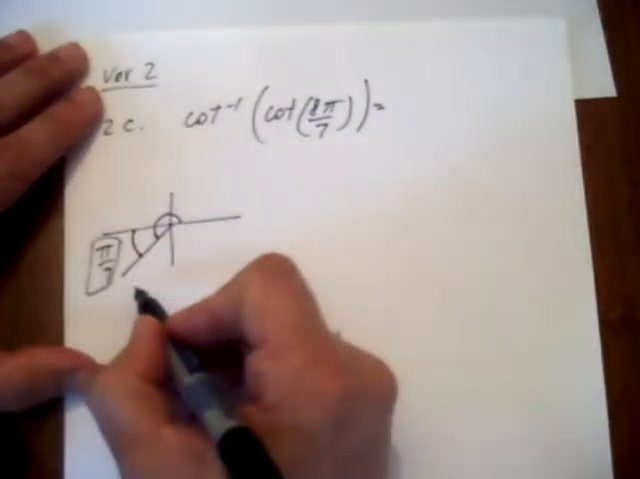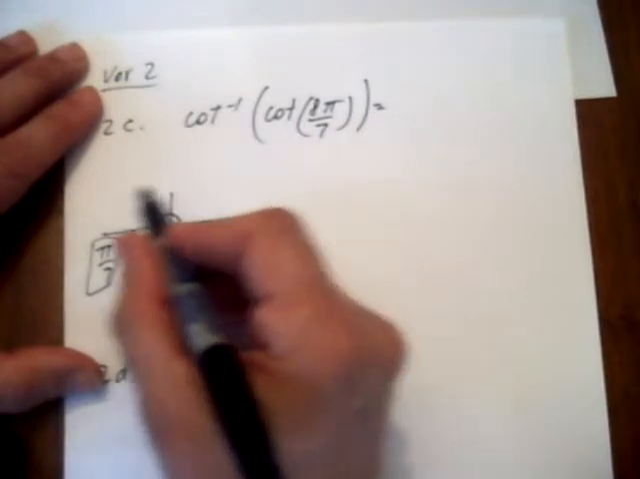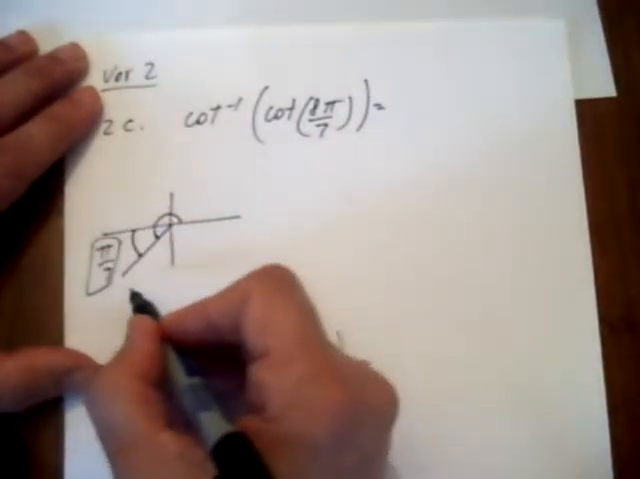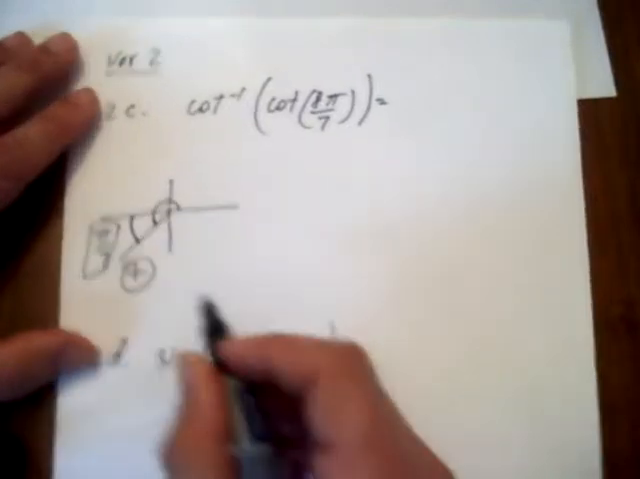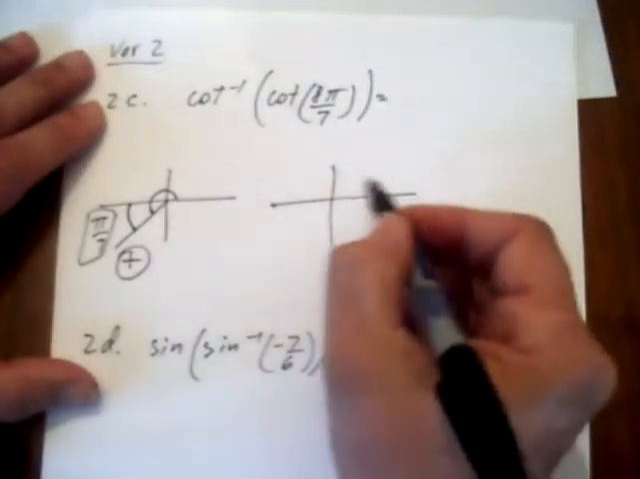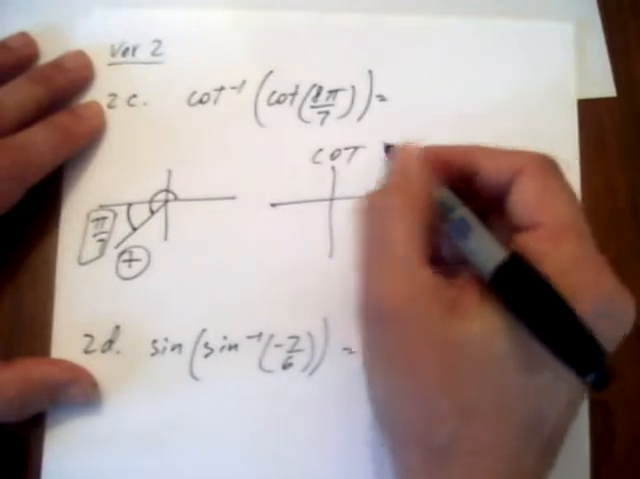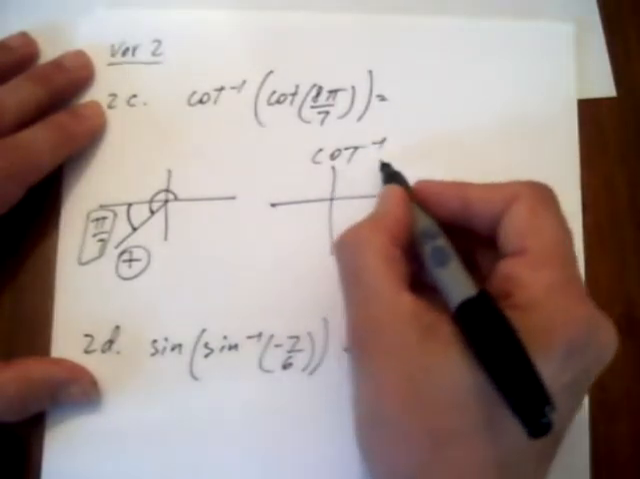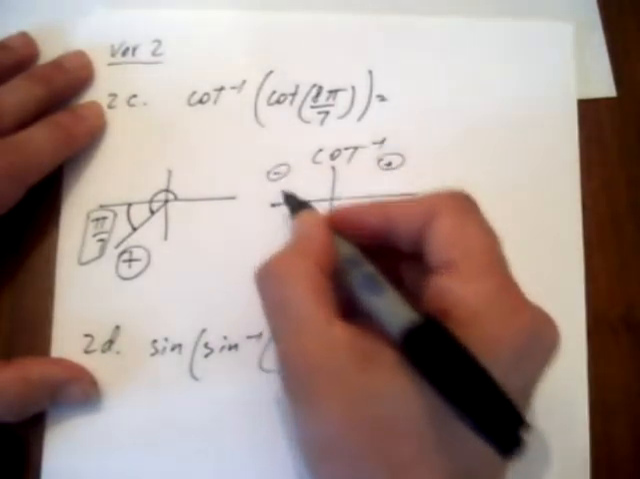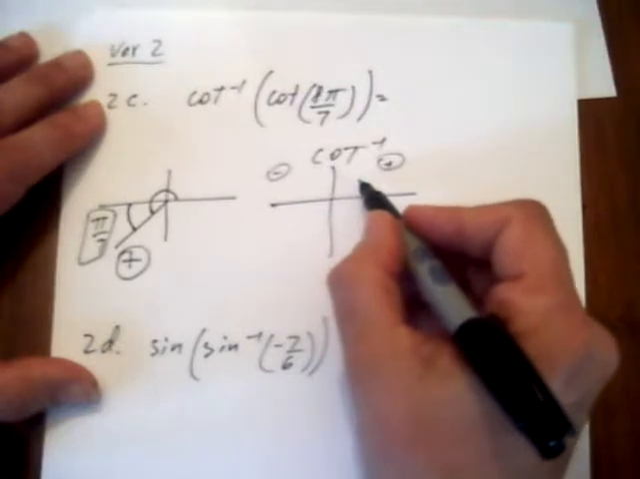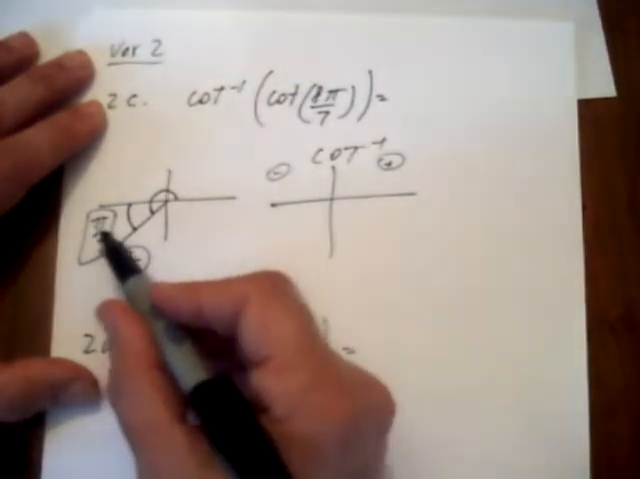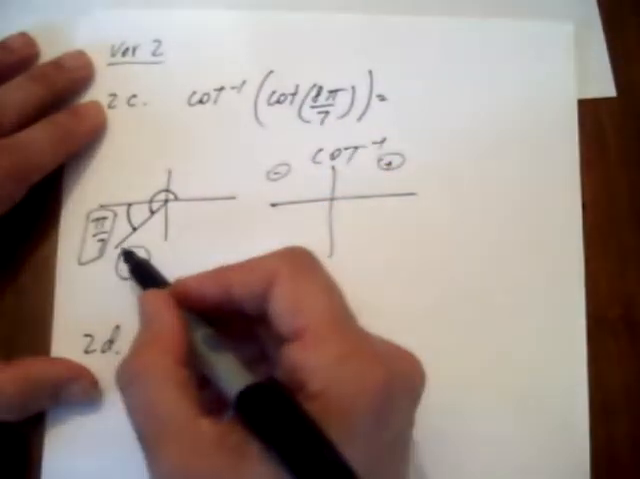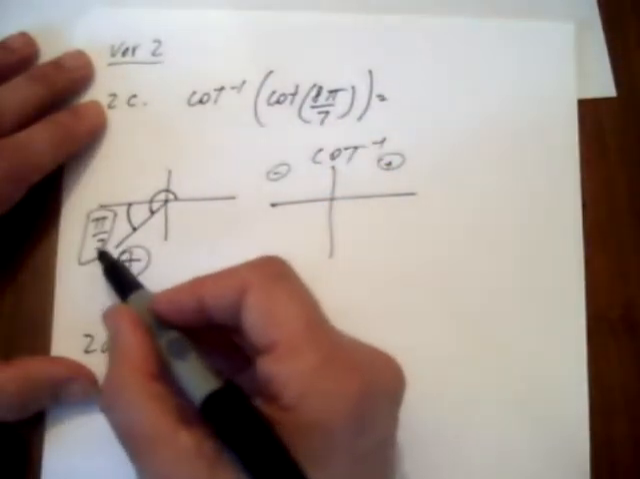What is cotangent in this quadrant? All students take calculus, and here it says tangent and cotangent are positive, therefore this is positive. So on the cotangent inverse restriction, this is going to be the positive quadrant, this is going to be negative, therefore we know we're dealing with quadrant 1. That will produce, and what angle in quadrant 1 will produce, well, let me rephrase that.